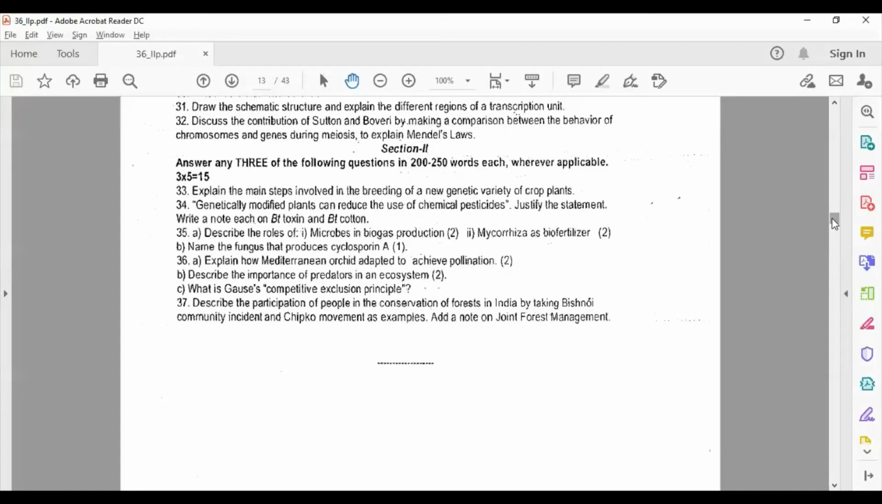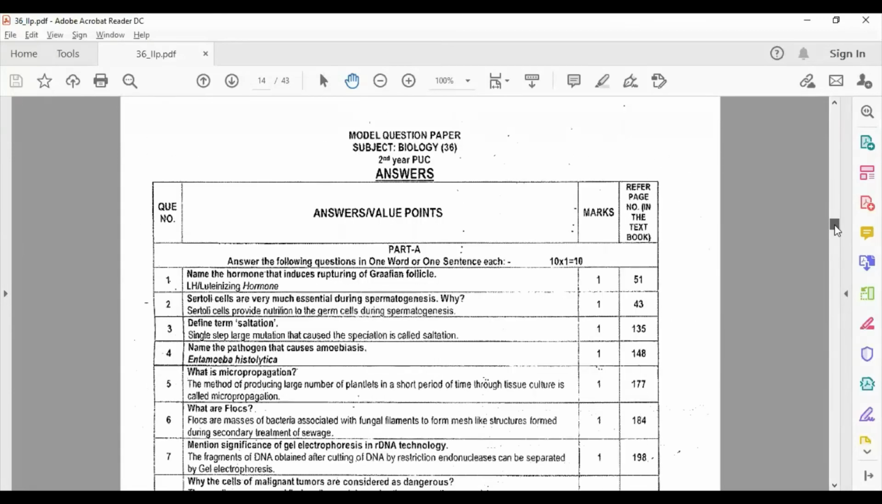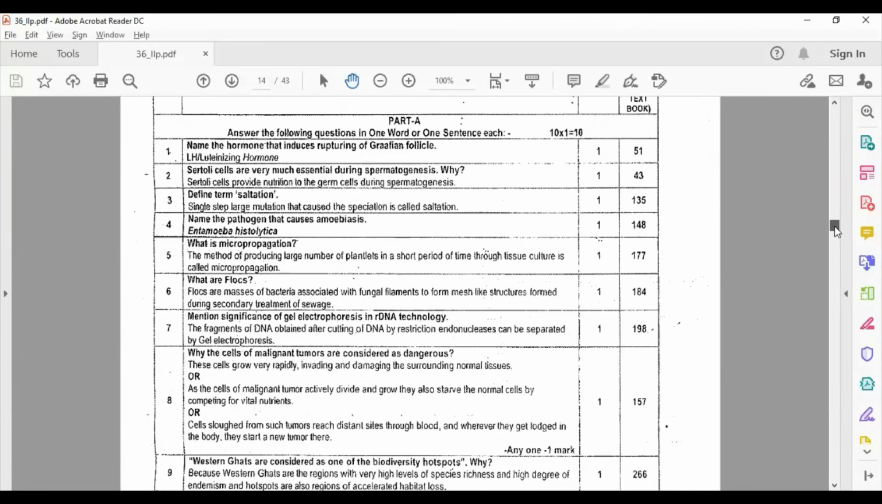The last question: describe the participation of people in the conservation of forests in India by taking the Bishnoi community and the Chipko movement as examples. Add a note on joint forest management. This again goes back to the last unit, that is biodiversity, in which the last chapter, biodiversity issues. So these are the key answers for all these questions which I've already told.